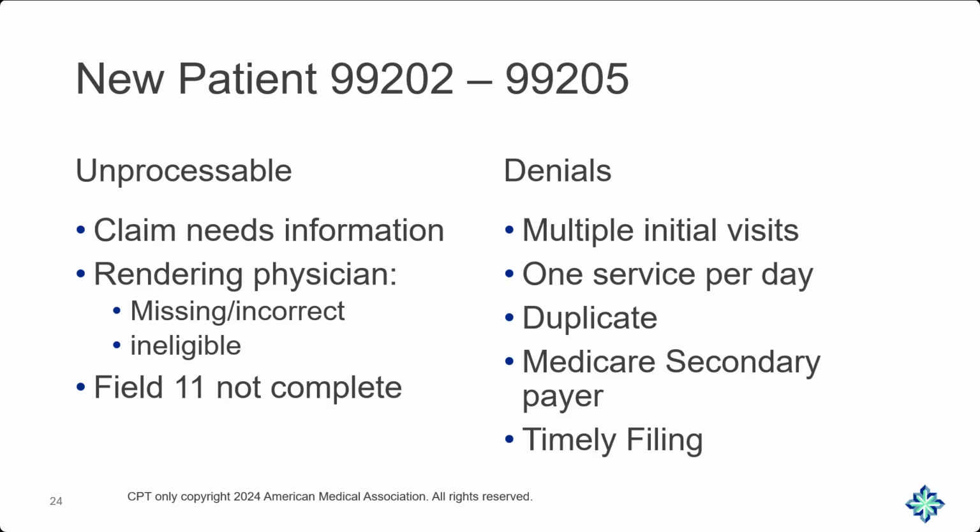Other denials that we see is one service per day. Remember, we talked about E&M visits typically being a per diem service. So we need to look at that and see if it's a situation where multiple, maybe that modifier 25 applies, maybe 57 or 24 applies, but you've got to look at that documentation. Maybe a modifier was omitted.